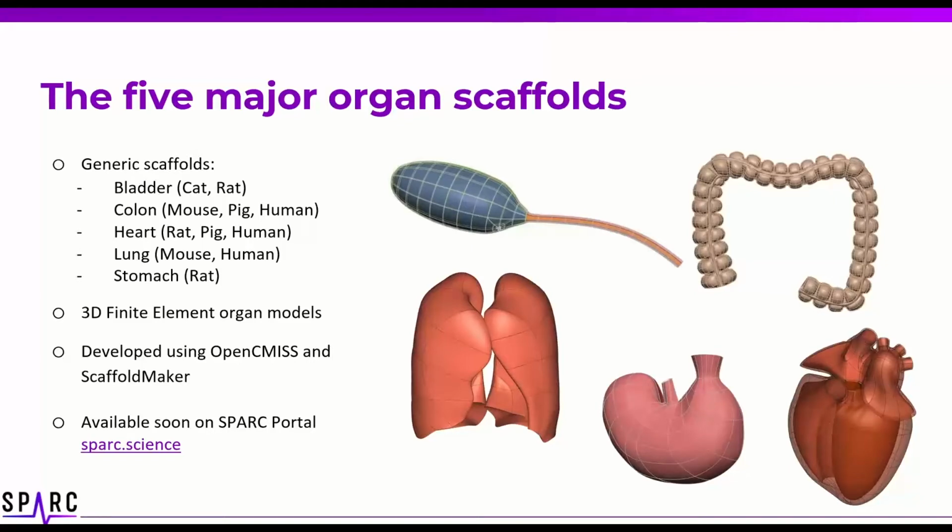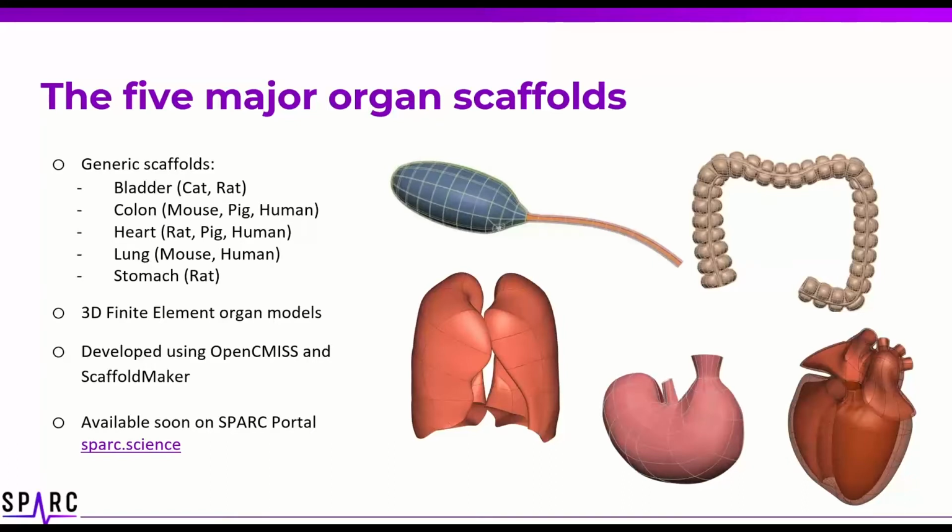Right now, we have scaffolds for the 5 major organs, namely bladder, colon, heart, lung, and stomach. Each of these organ scaffolds is essentially a 3D finite element model which captures the anatomy of the organ. We have developed these scaffolds using our in-house software called ScaffoldMaker, which is built on OpenCMISS libraries. These scaffolds are currently set up as generic models, which represent the average shape and size of each organ.